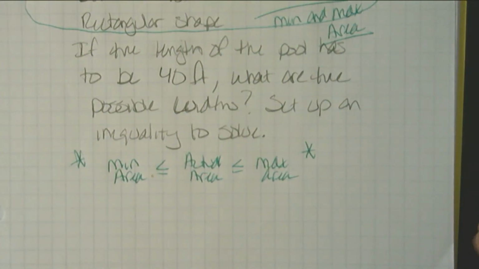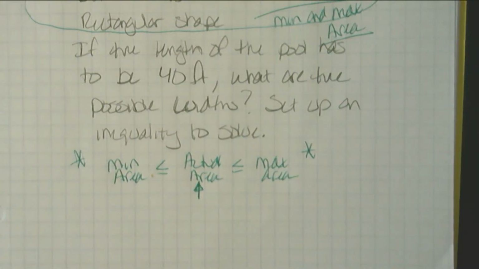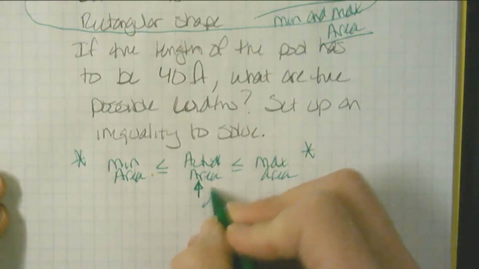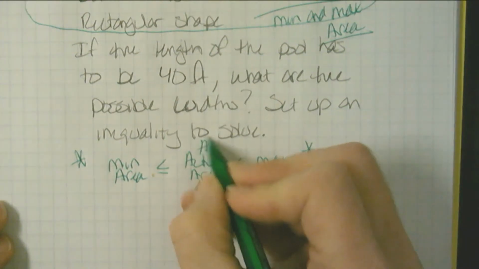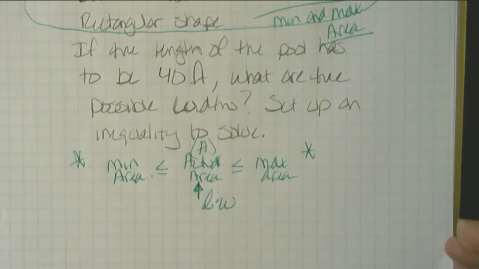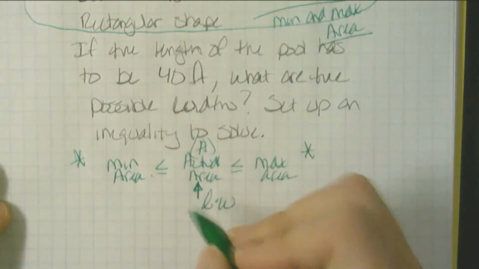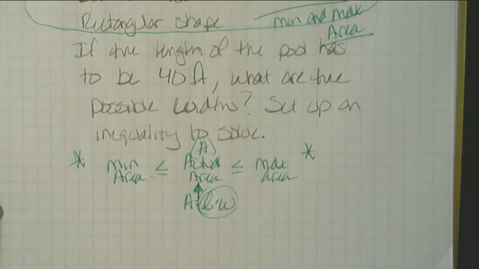Now, I need to put in here the formula for area. How do I find the area of a rectangle? Peter? So I'm going to put in here that formula of length times width, because that's how I find my actual area. Are you guys good with that? That's the hardest part, is figuring out what to put in there. So since this is actual area, area equals length times width, so that's what I'm putting in there.